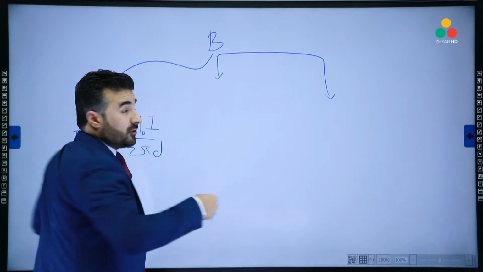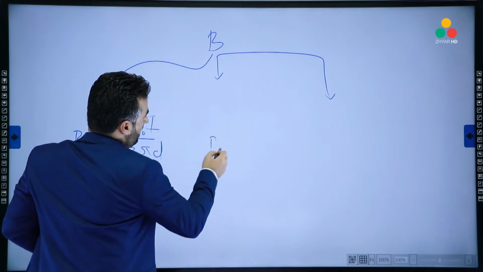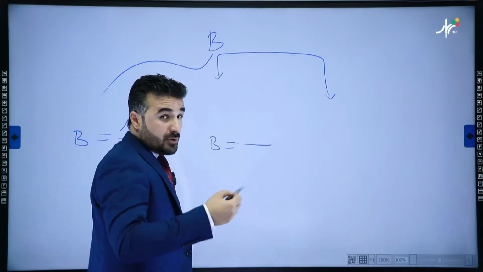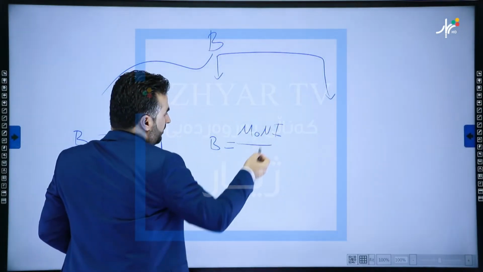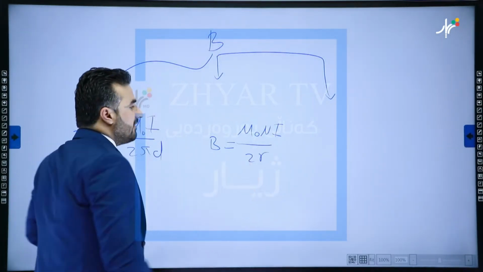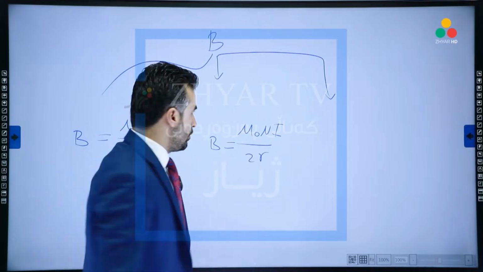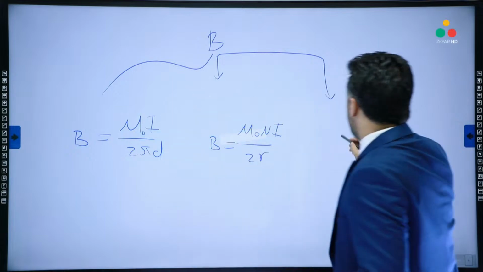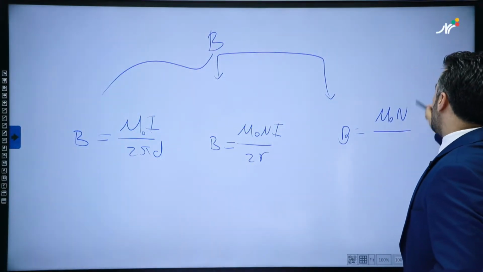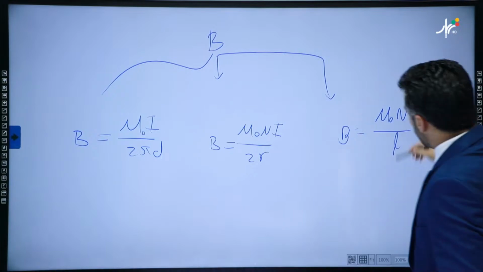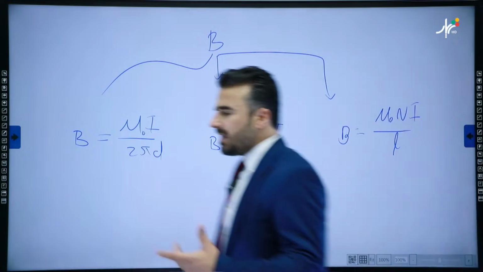What about for a coil? Remember, for a coil, because we have a number of turns, we use B equals mu naught N I divided by 2r, where N is the number of turns. If the diameter is given, we can just use the diameter instead of 2r. And for a solenoid, later on you will see that the magnetic field strength B equals mu naught N I over the length. We can also write this equation differently once we get into it.